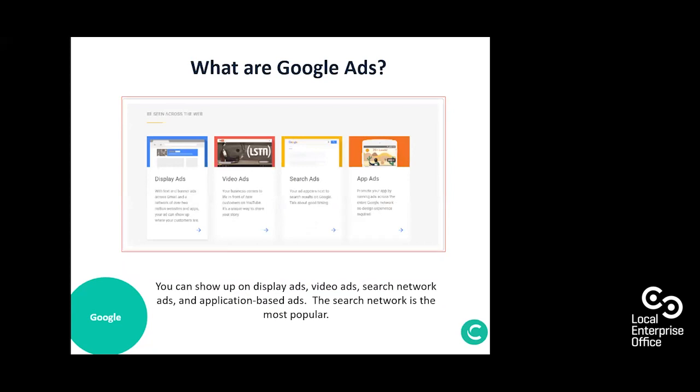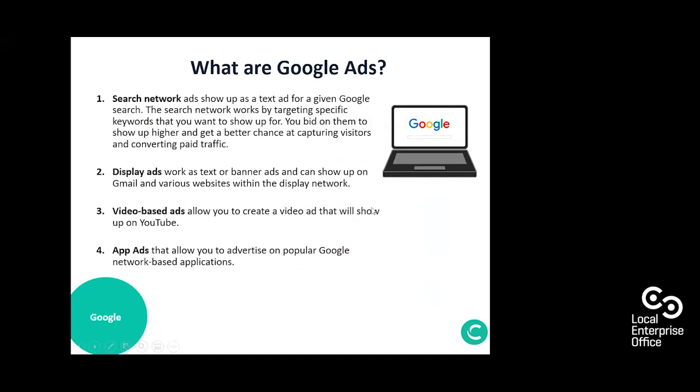You can show up for display ads, video ads, search network ads, or application-based ads, in other words, if you had an app. The search network is the most popular, and that's the one we're going to focus on today. Search network ads show up as a text ad for a given Google search. The user inputs a search into Google, and depending on the words they put in, particular ads show up that are targeting those keywords or that particular search.